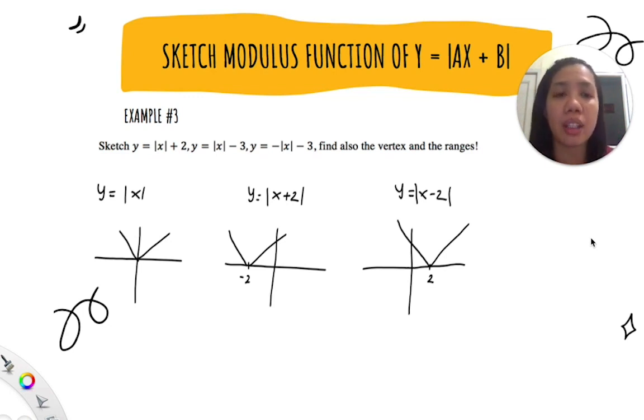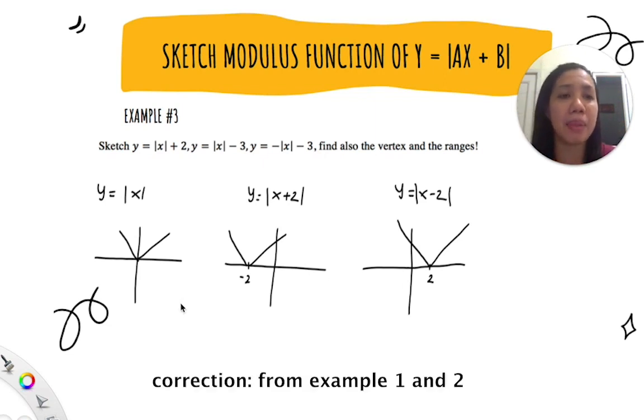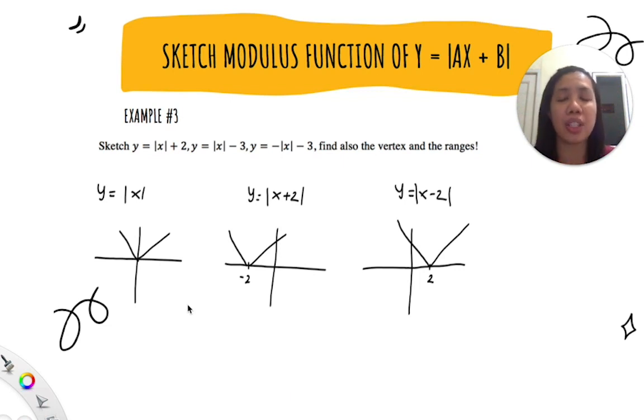But before that, we're gonna review first what we have had in example number 1 and example number 2. In example number 1, we have the graph y equals absolute of x, and you must be familiar with the shape of this function, which is like this. It is like a V letter, like this, with the vertex on (0, 0), at x coordinate equals to 0.